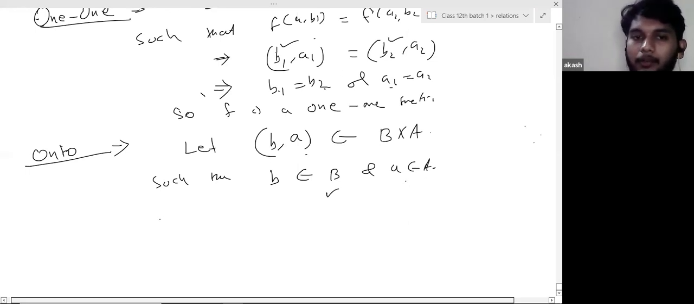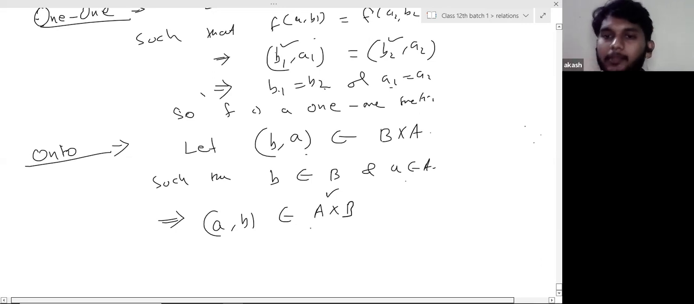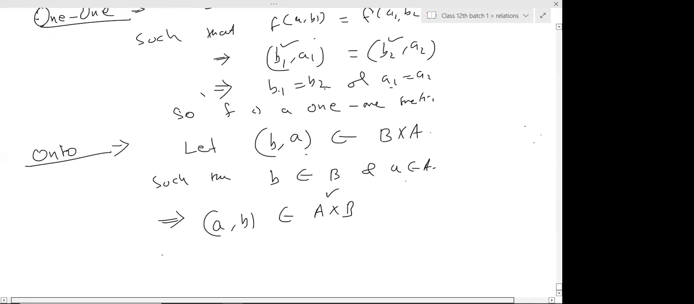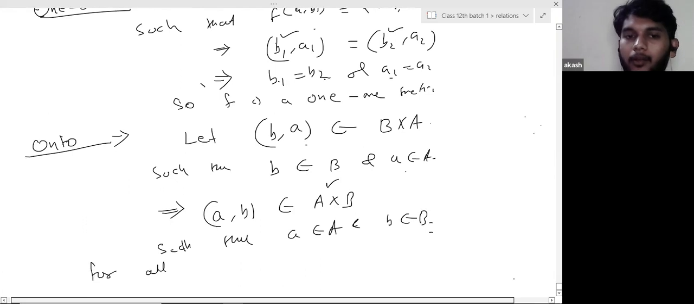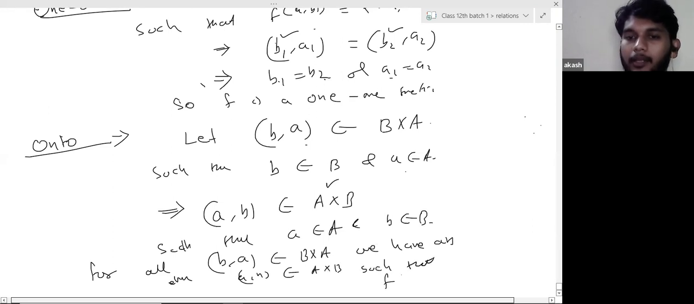This is clear. So can we say this implies that (a, b) will also belong to A cross B? If (b, a) belongs to B cross A, then (a, b) must belong to A cross B, because the elements of A and B are the same. Is this thing clear or not? All right, such that a belongs to A and b belongs to B. So what did this prove? This proved that for all (b, a) belonging to B cross A, we have an element (a, b) belonging to A cross B such that f of (a, b) equals (b, a). So the function is onto.